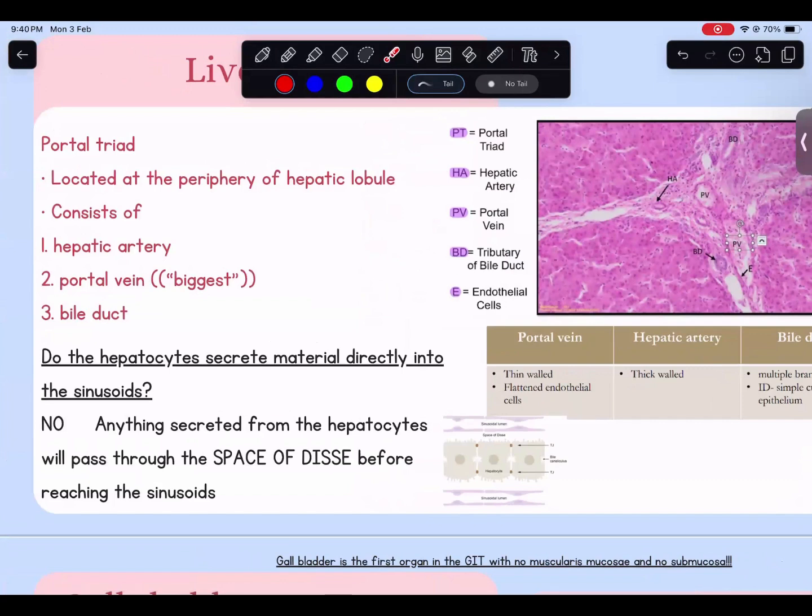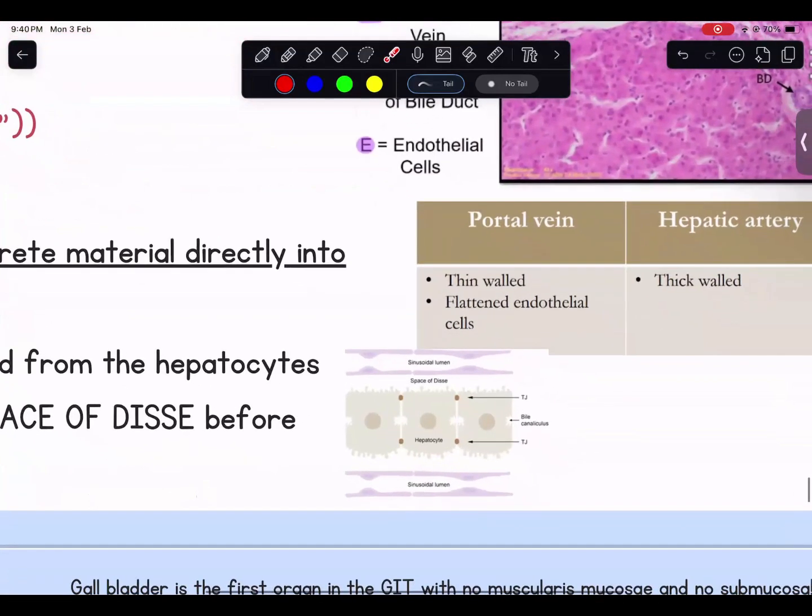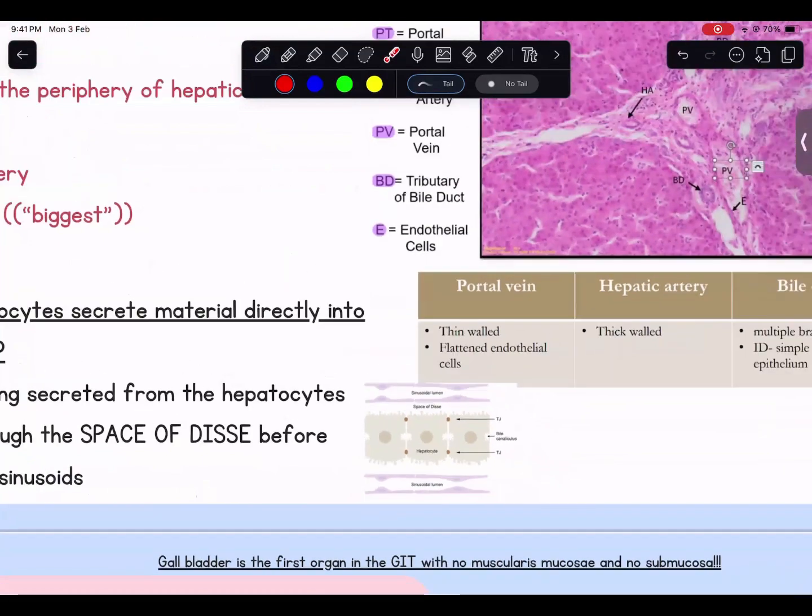And do the hepatocytes secrete material directly into the sinusoids? No, because everything going to the sinusoids first has to drain from the space of Disse, which you can't really see in the histology slides, but for the knowledge, just know that this is the space of Disse and everything flows from here and then goes to the sinusoids. So the space of Disse is kind of like a bodyguard, which makes sure that everything first flows through the space and then goes to the sinusoids. Okay?